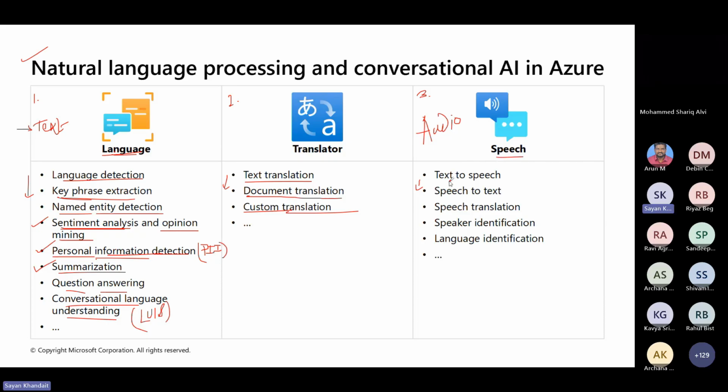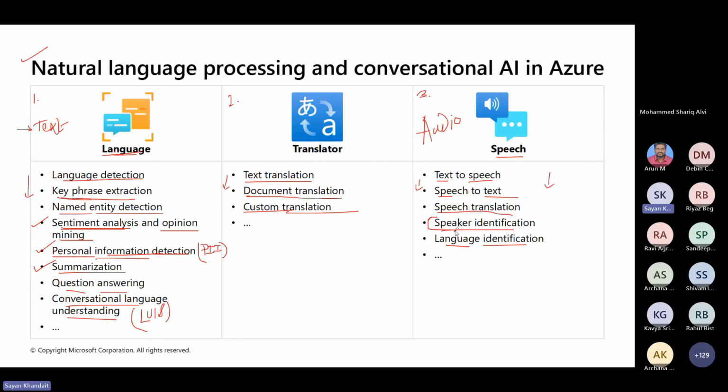For speech service, you can perform tasks like converting a piece of text into speech, the vice versa of the previous feature, that is converting a speech into text. You can even translate some speech into another language. You can identify a speaker based on their voice. You can detect the language of a sentence that is being spoken. So all of these are achievable in the speech service.